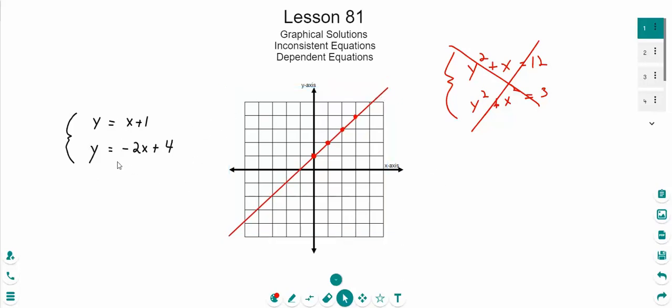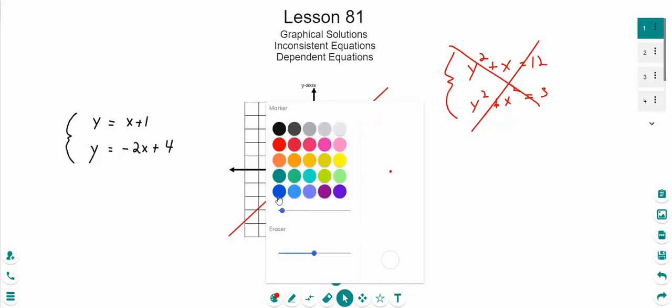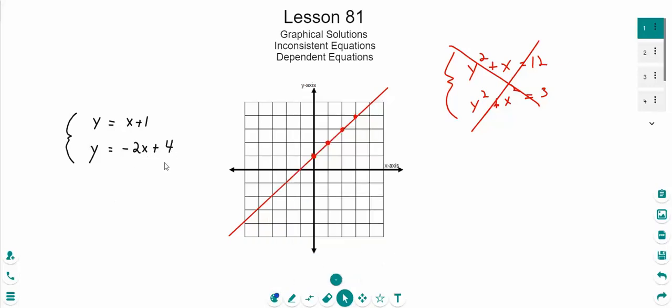All right, now let's look at the other equation. The other equation, we have a negative 2x plus 4. So how would we graph that? Well, where does it cross the y-axis? It intercepts the y-axis at 4. So we go up to the 4, and we will draw our dot here.